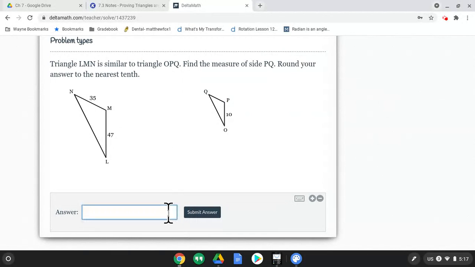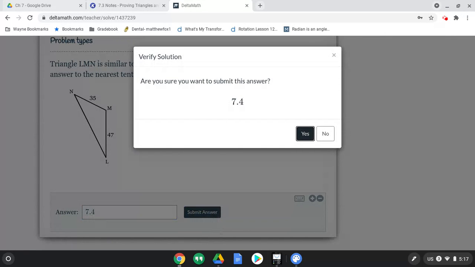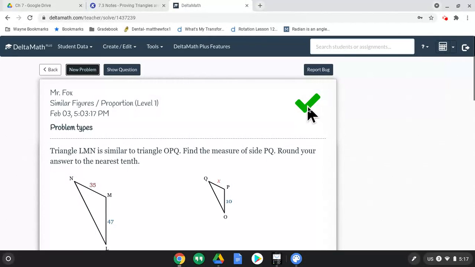So 7.4, we just type it in, submit. It'll ask you, are you sure? You say yes, and you see we get a check.